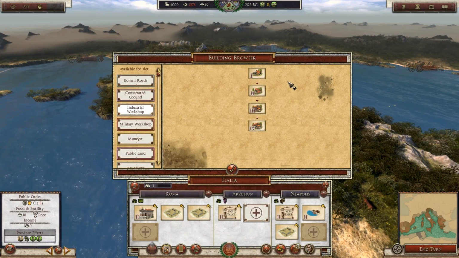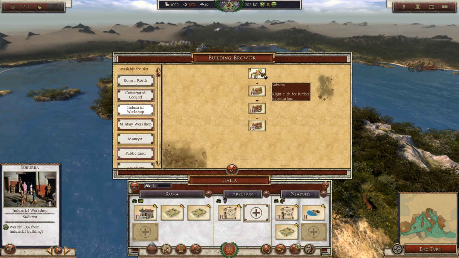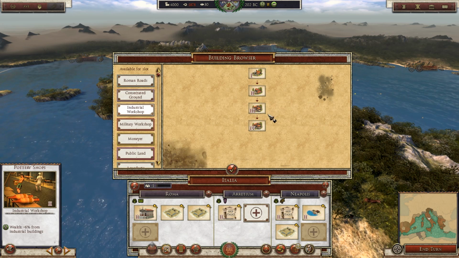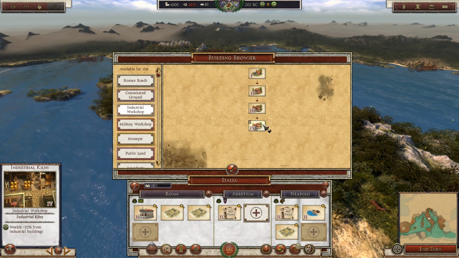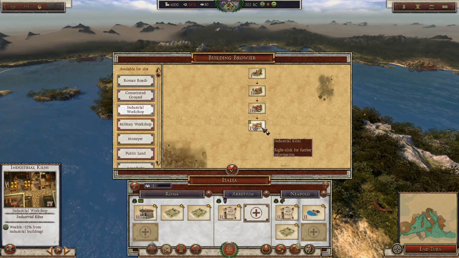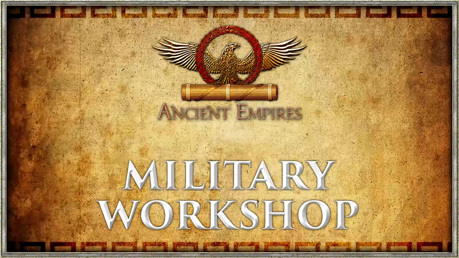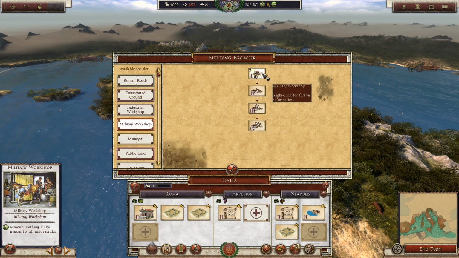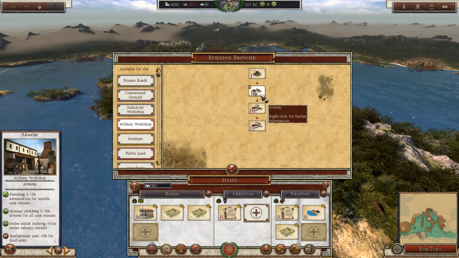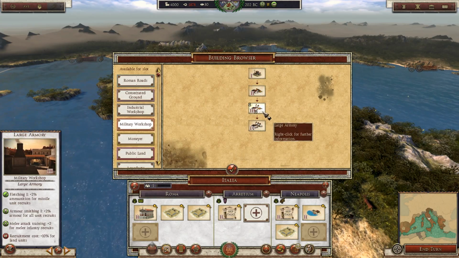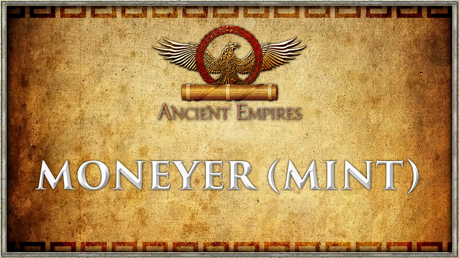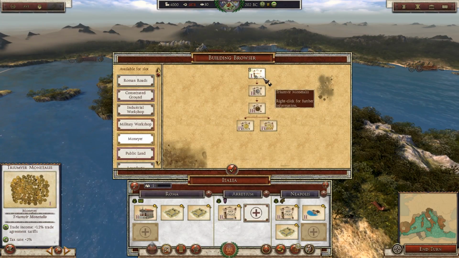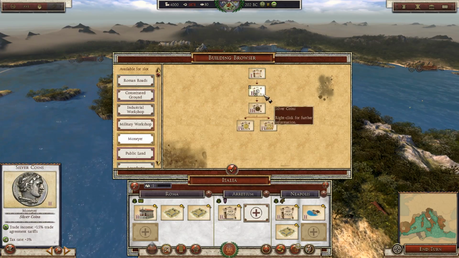Industrial workshops increase the money gained from industrial buildings, also known as mining operations, by turning the raw materials into something more useful and then turning around and selling it at a higher price. Military workshops provide an increase in ranged ammunition, attack, and armor at the expense of a higher unit recruitment cost in the province. The Money or Mint provides an increase in trade income from tariffs and a higher tax rate.